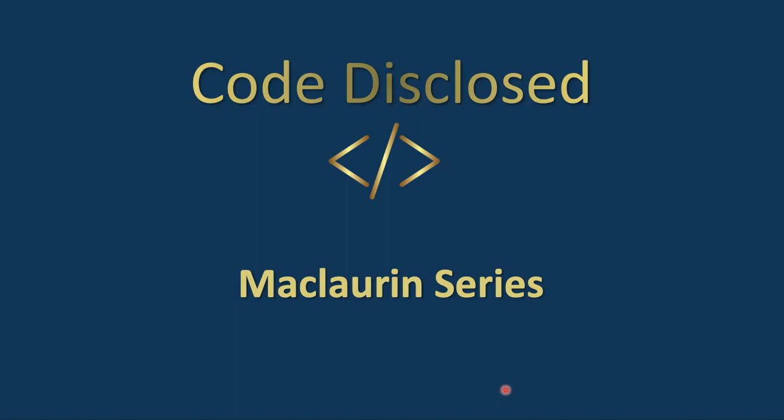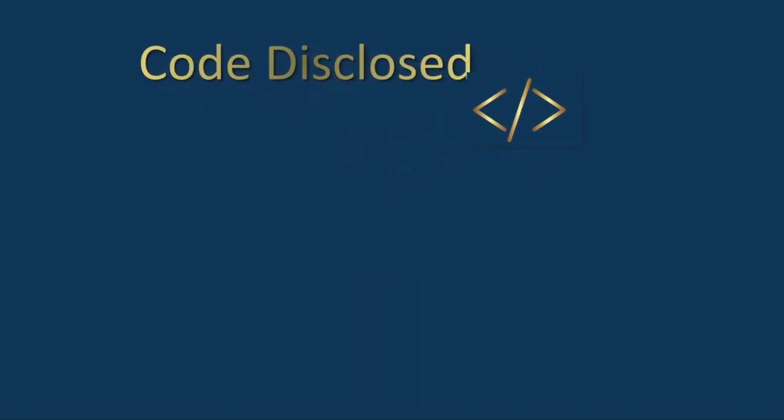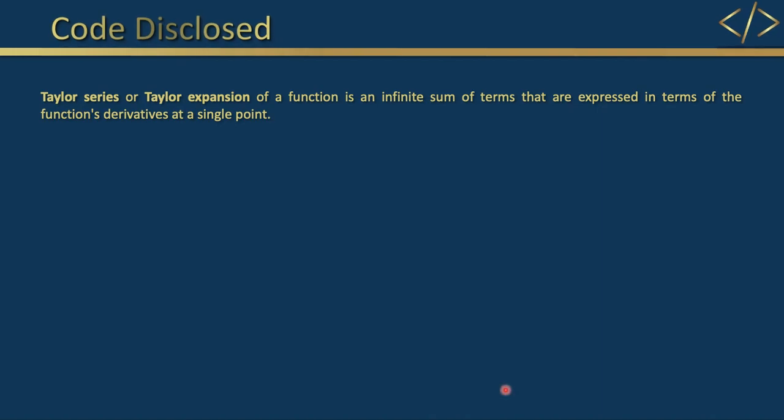In this video, I will explain the idea behind Maclaurin series, how to calculate the terms of this series, and then how to code it using MATLAB. So let's start. In the previous video, we explained the idea behind Taylor series or Taylor expansion, and we said that Taylor series of a function is an infinite sum of terms that are expressed in terms of the function derivatives at a single point.